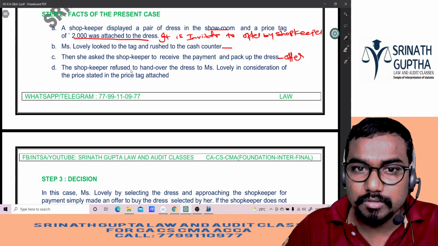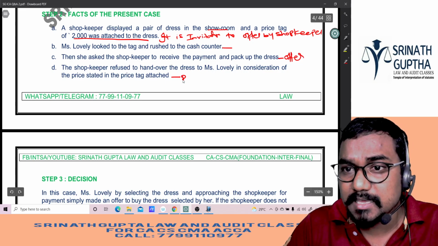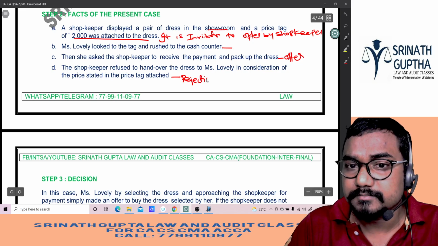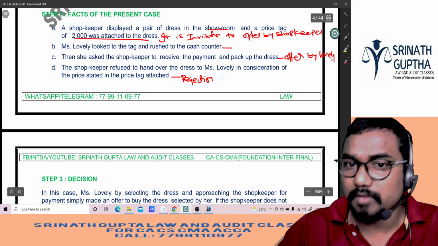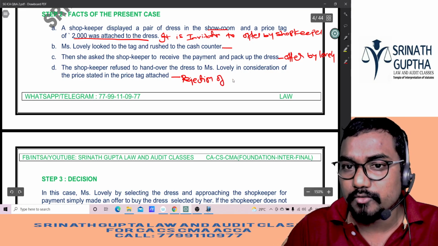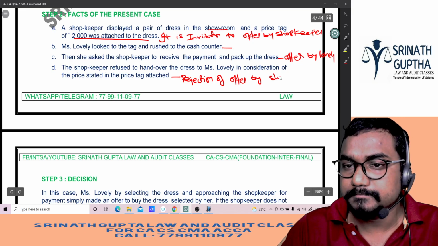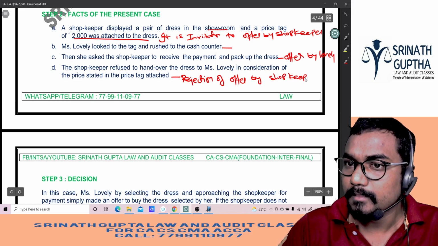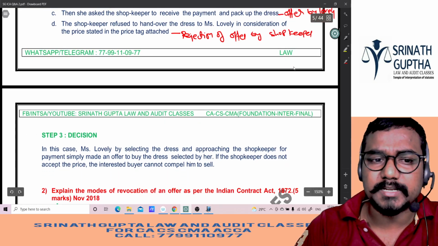The shopkeeper refused to hand over the dress to Lovely in consideration of the price tag. This is rejection of the offer. This is the offer by Lovely, and this is the rejection of the offer by the shopkeeper. The offer is rejected, so there is no binding contract. So how can she demand the dress?